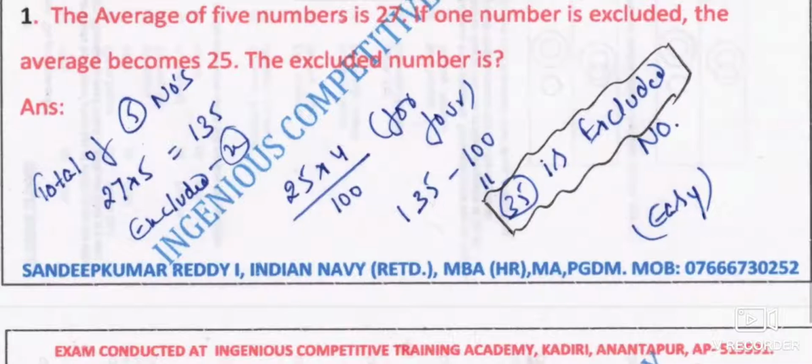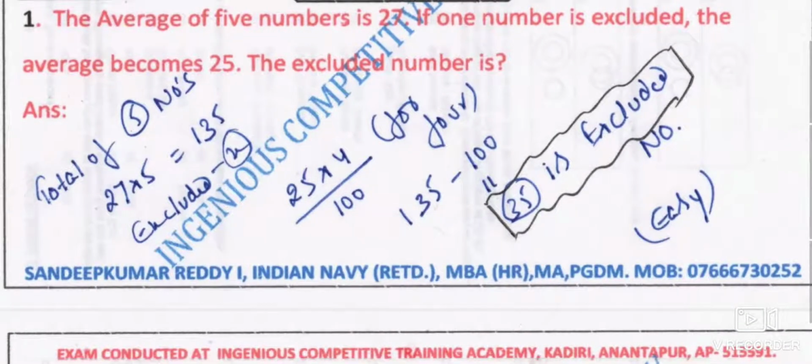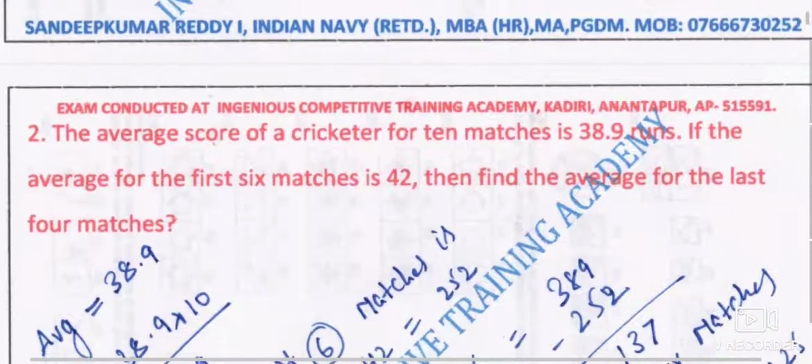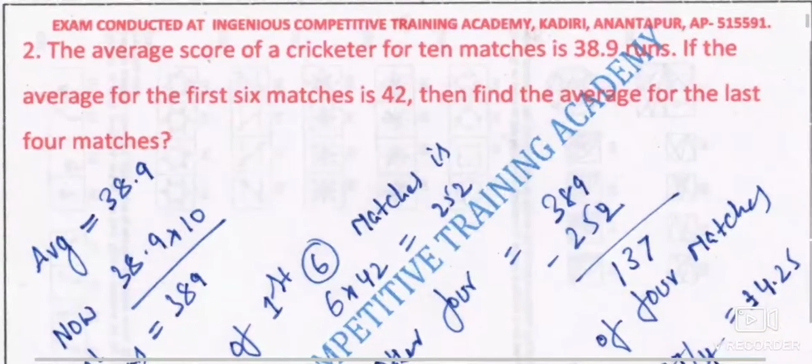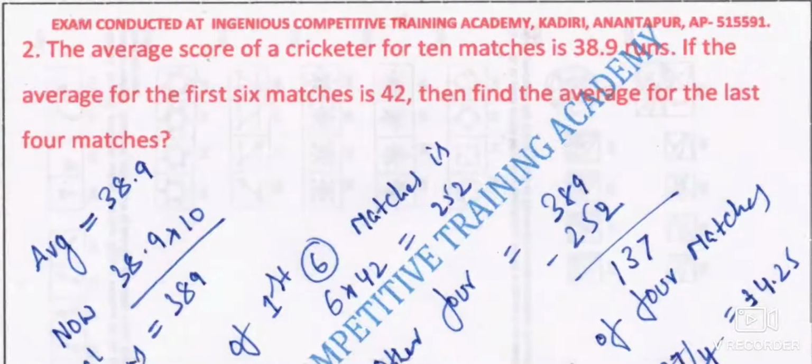The average of 5 numbers is 27. If one number is excluded, the average becomes 25. In this, the total of 5 numbers is 27 into 5, that is 135. If one number is excluded, the average becomes 25, so 25 into 4 is 100. Out of 135, 100 is deducted, then the answer will be 35. That is the excluded number. It's an easy type of question you have to prepare. For mathematics it's very easy, you can gain the 10 marks.